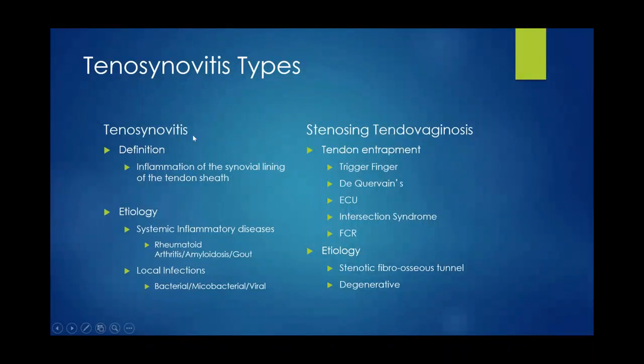So the tenosynovitis to me is typically an inflammatory reaction that involves the lining of the synovial sheath and or tendon. Causes could include systemic inflammatory diseases such as rheumatoid arthritis, amyloidosis, or gout, or perhaps infections. The stenosing ones are the ones we've covered already, including trigger finger, De Quervain's, intersection syndrome, ECU entrapment, or injury to the FCR. These are related to entrapment of the tendon in the fibro-osseous tunnel, and that leads to degeneration of the tendon.